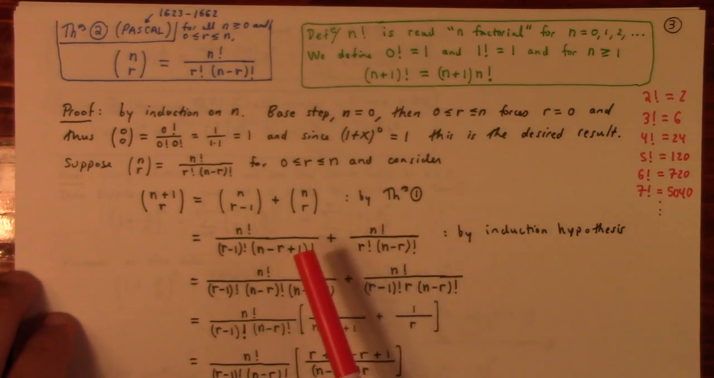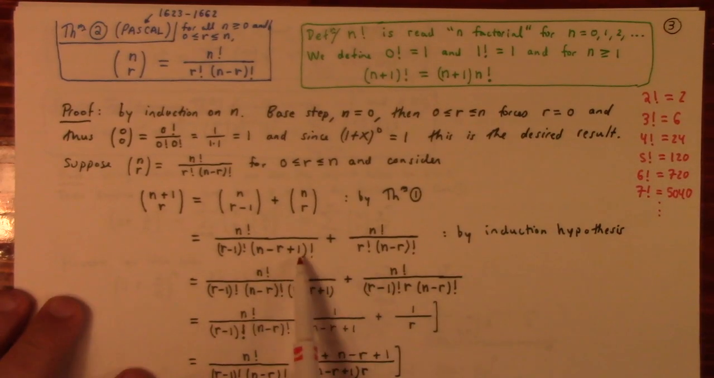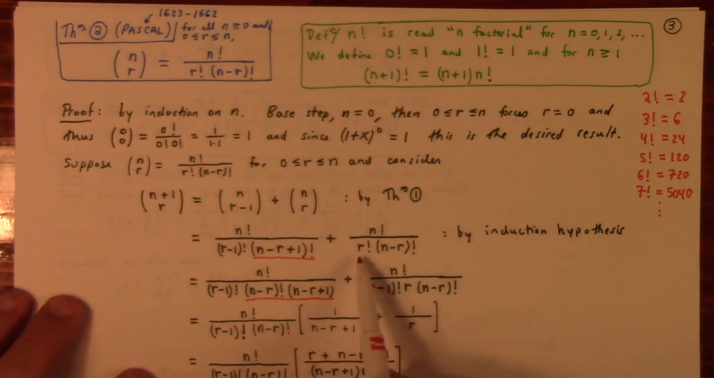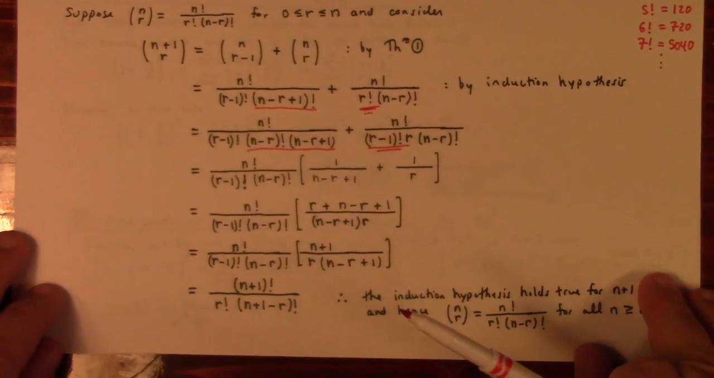And then all I'm doing here is just splitting out. See, I've got n minus r plus 1 factorial. So I'm using the definition of the factorial to change this to these two, right? And I'm using the definition of the factorial to trade my r factorial for r minus 1 factorial times r. So this is, again, by the definition of the factorial.